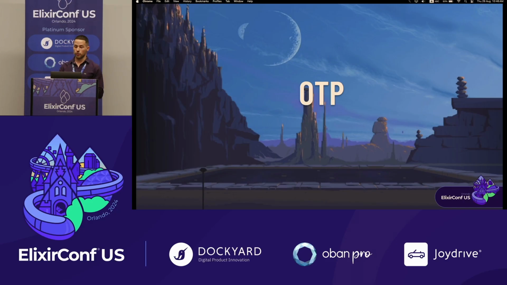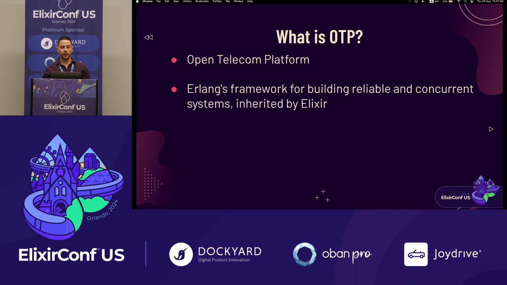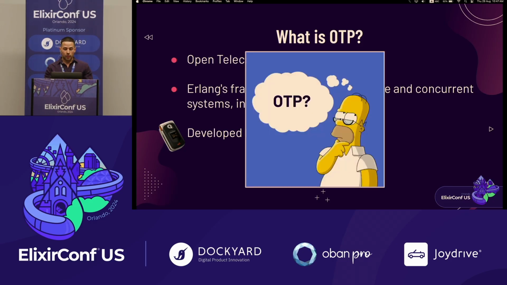Okay, so OTP, let's tackle this. What is OTP? OTP stands for Open Telecom Platform. It's the Erlang framework or system with which we can build reliable, concurrent, and fault-tolerant systems, and then it was inherited by Elixir. It was developed by Ericsson, one of the leading telecommunication companies in the late 80s and early 90s. But do we really know what was the motivation behind the creation of OTP?